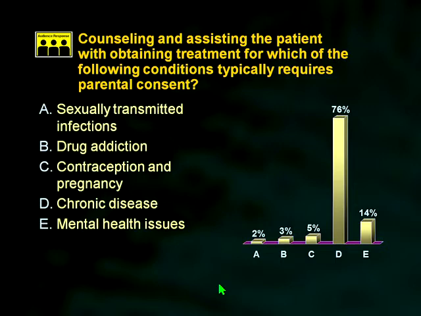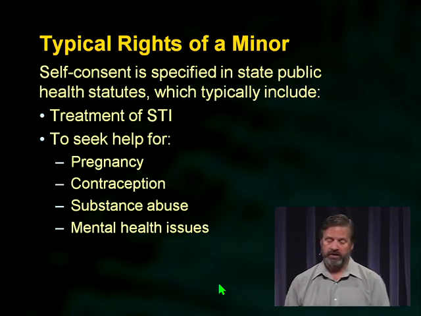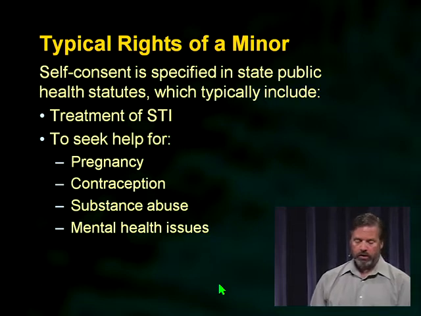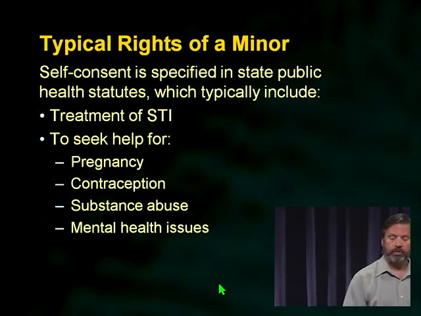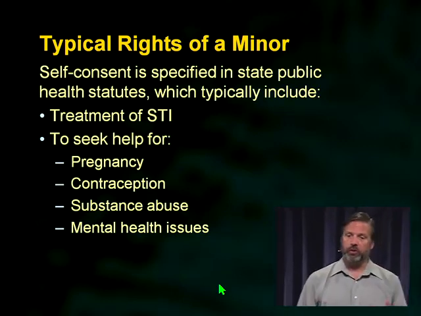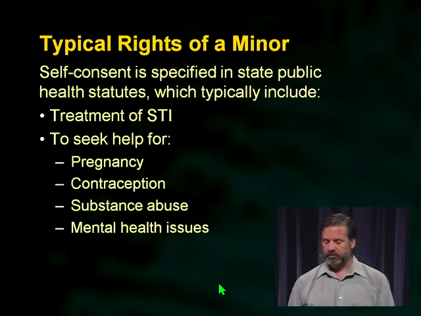So in the other four, there's a perception that the requirement to involve parents in the treatment or the plan for those other four might be an impediment to the adolescent seeking appropriate treatment. And so most states will protect that right. So self-consent is specified in state and public health statutes, but those typically include the situations in which parental involvement may be an impediment to treatment. So sexually transmitted infections, pregnancy, contraception, substance abuse, mental health issues.